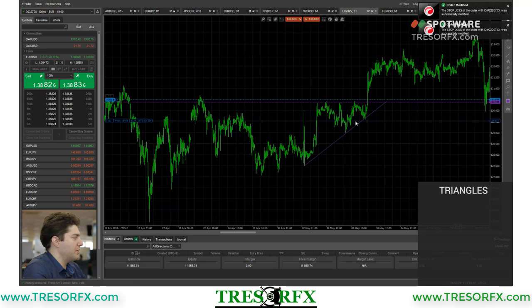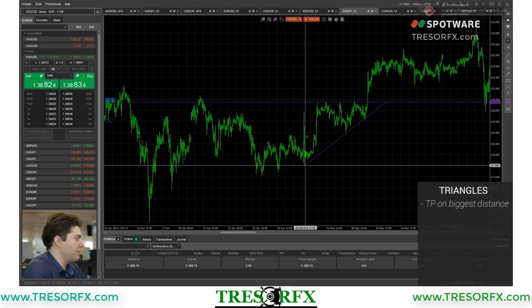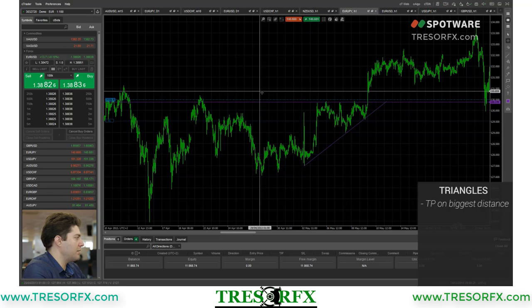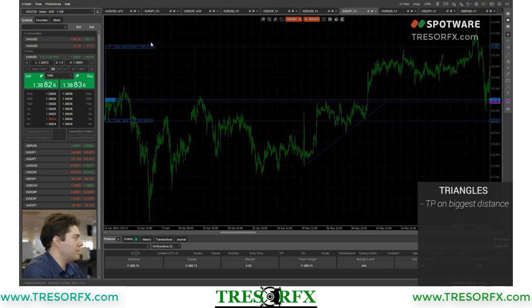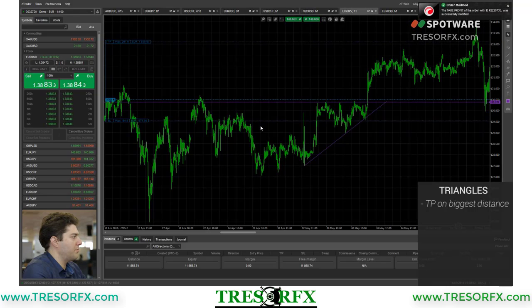Below the previous swing is the best stop loss. Your target should be the biggest distance between these two lines. So if we measure this distance, it's 280 pips. You can put 260 just to make sure. So this is a trade that you would make with an ascending triangle.